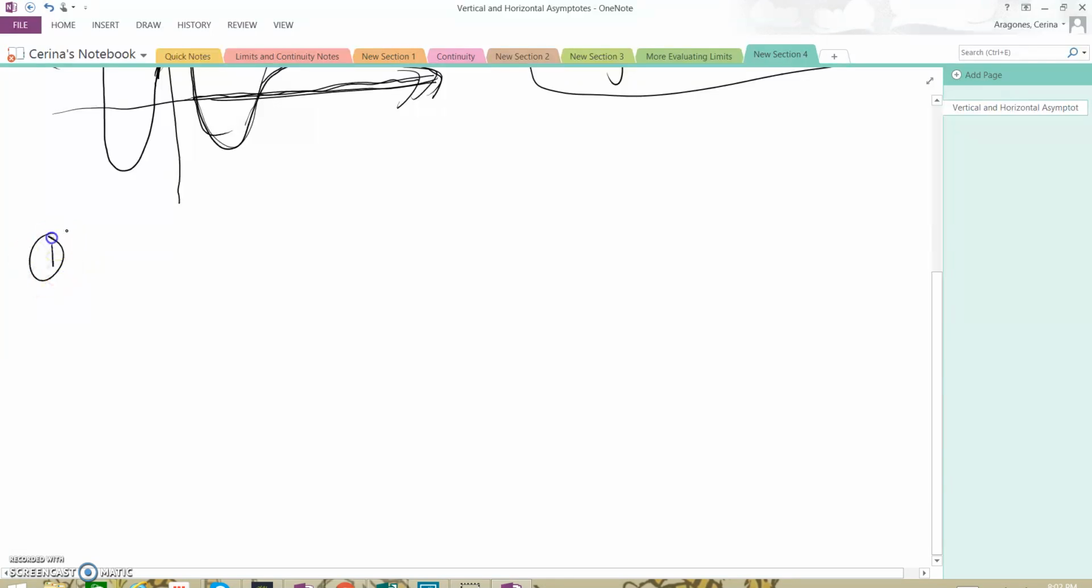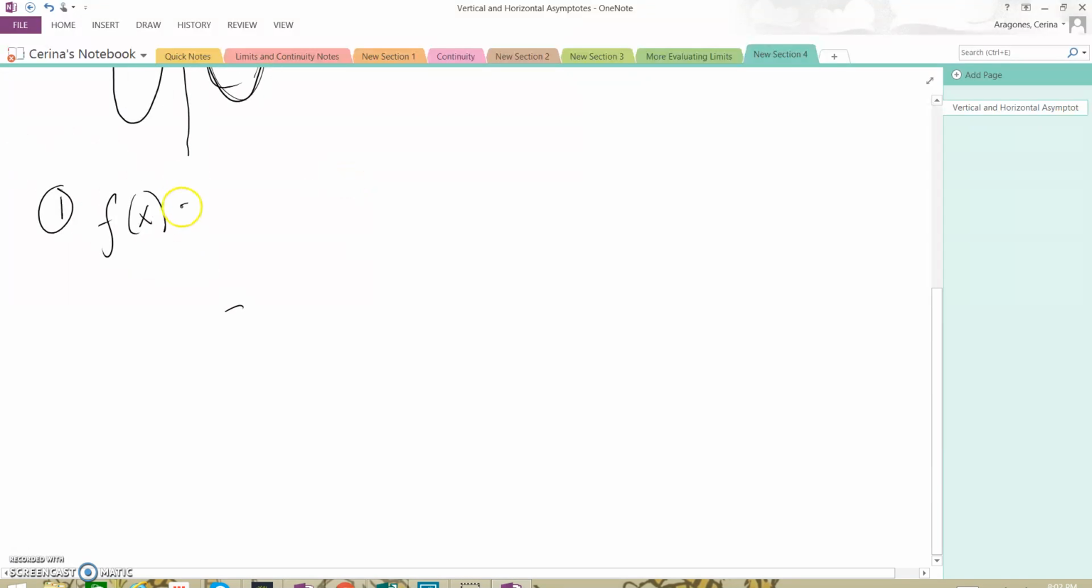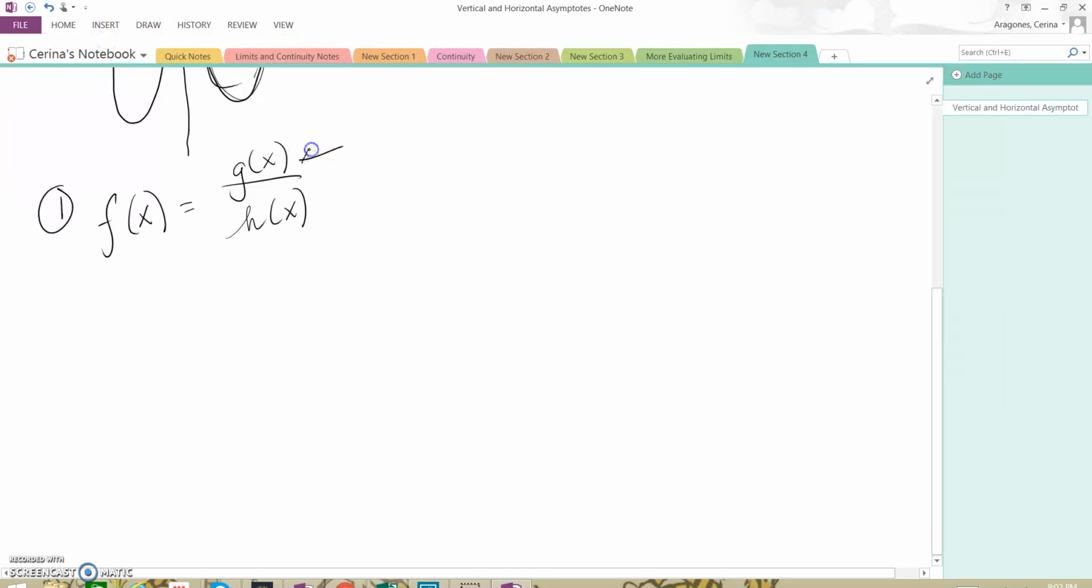So the first one is if we have some rational function where the degree of the numerator and the denominator are the same. So what is the degree of a function? Well, the degree of the function is the degree of its highest exponent.